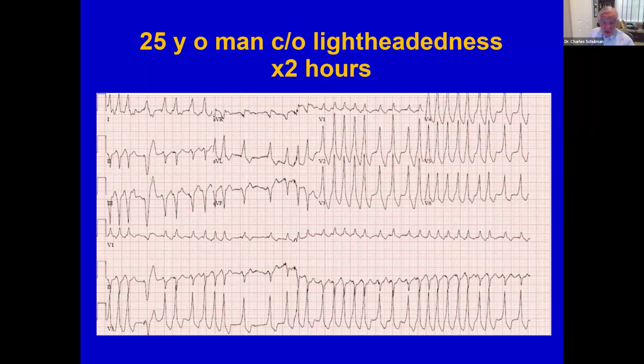This is atrial fibrillation in a patient who happens to have WPW. So you can't really see the slurred upstroke. Here's maybe a couple of examples of the slurred upstroke. So this person should be cardioverted to normal rhythm, and then he should go directly to the electrophysiology lab and have his bypass tract ablated, because this is a dangerous finding.